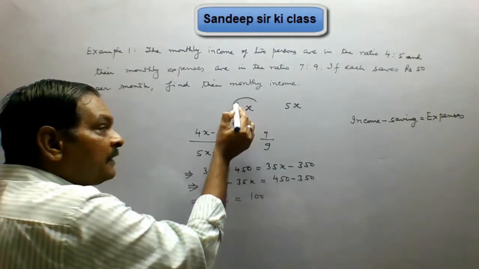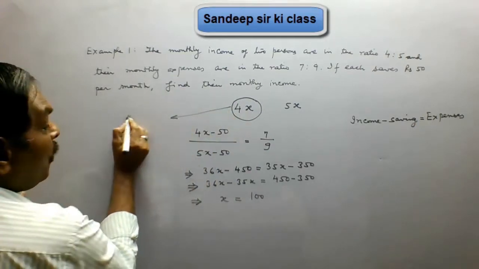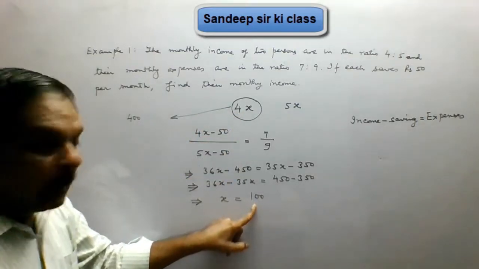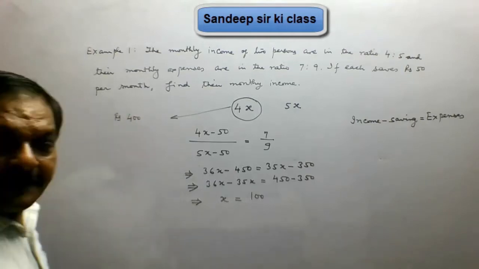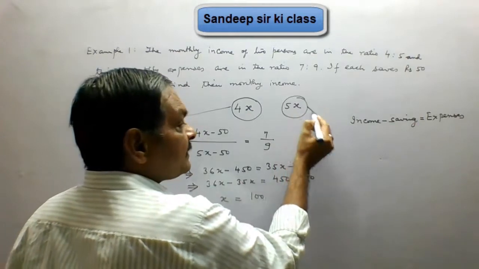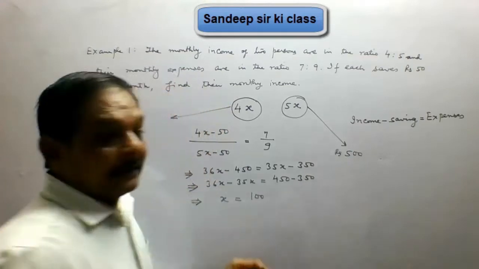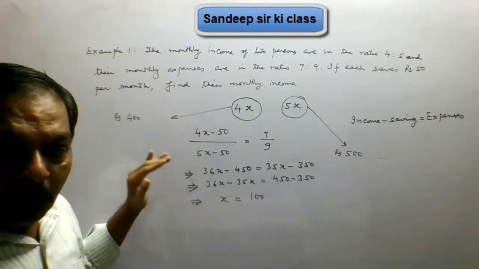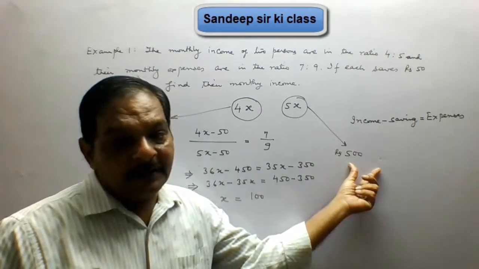So, the first person's income will be 4x, which is 4 into 100, that is 400. So the income of the first person is rupees 400. The income of the second person is 5x, which means 5 into 100, rupees 500. So, the monthly incomes of both persons are rupees 400 and rupees 500.